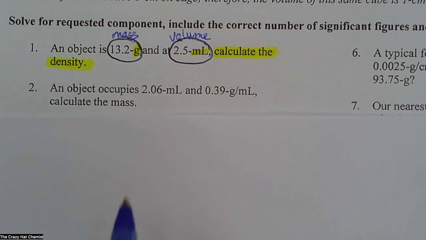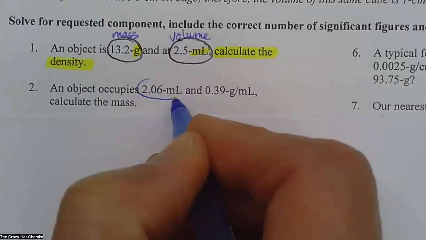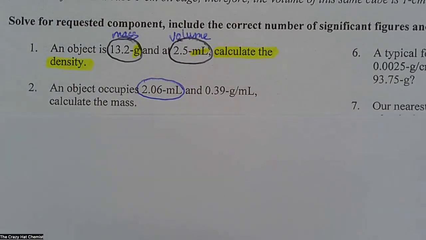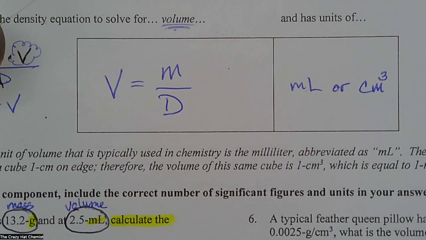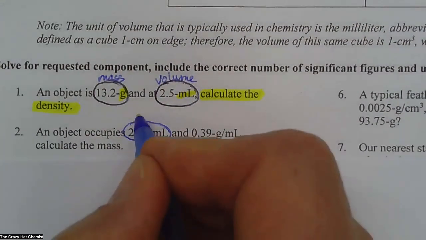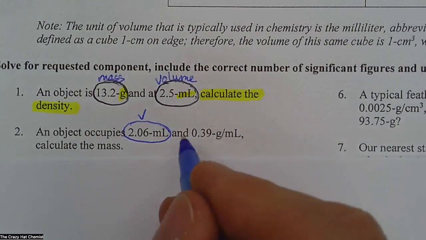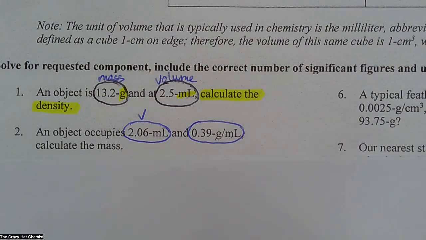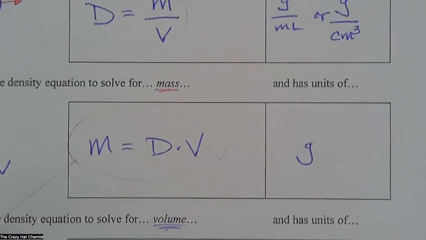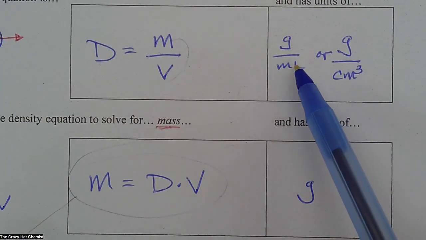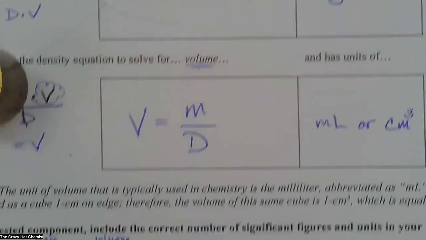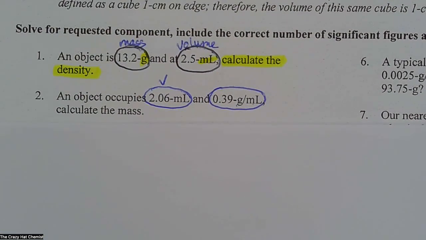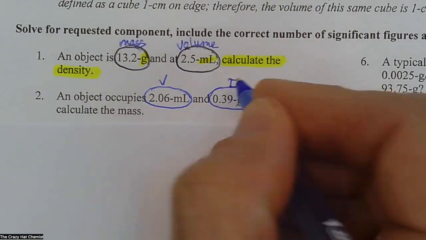It says an object occupies 2.06 milliliters. So these milliliters tell me what this is. What has milliliters? A volume. So I'm just going to write a V next to that because that's volume. And 0.39 grams per mil. What do those units correspond to? Grams per mil corresponds to a density. So that means that we know that this 0.39 is a density.